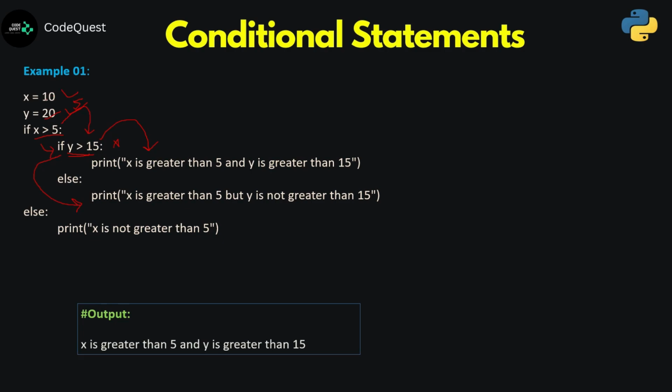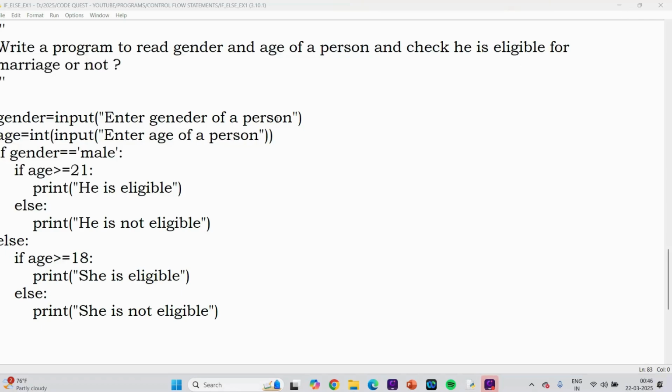Now let's say I am going to replace this 10 with 1. So now if I check if 1 greater than 5, this is false. Because this is false, automatically it is going to reach the else block where I am saying that x is not greater than 5.